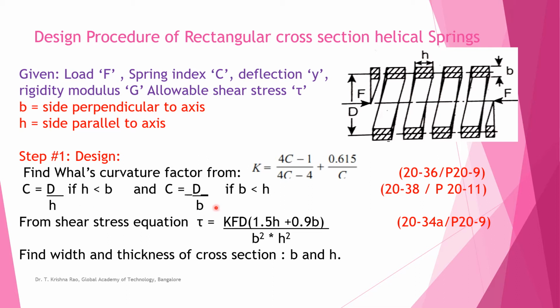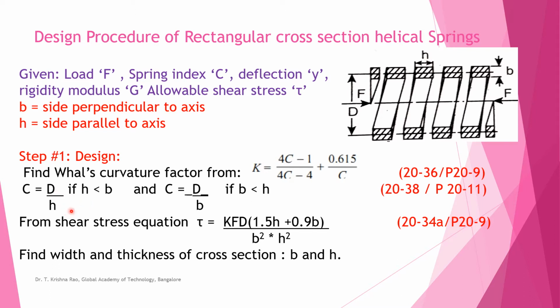If b is small, b is used in the denominator. If h is small, h is in the denominator. So C equals d by h if h is less than b, and C equals d by b if b is less than h. Be careful about the selection of C.